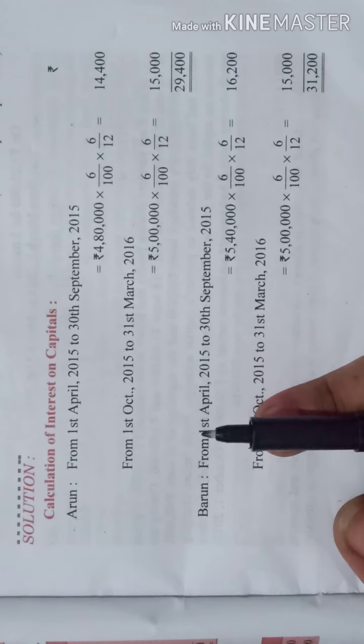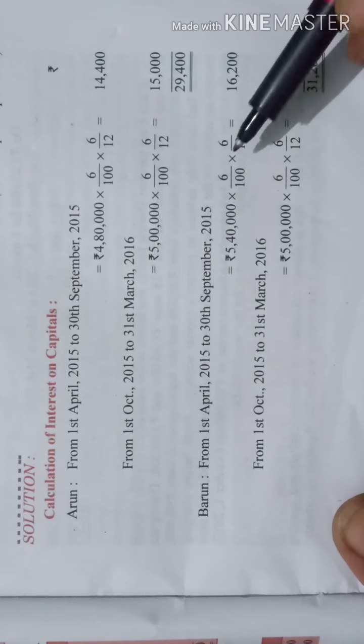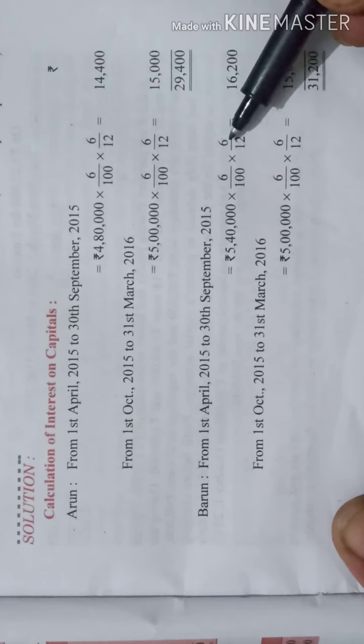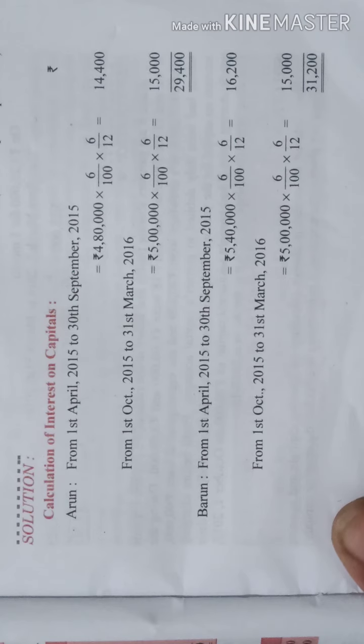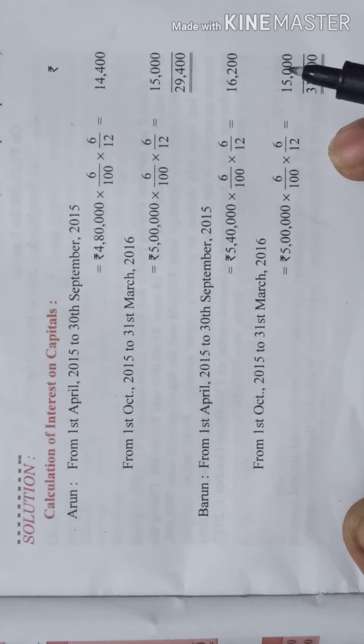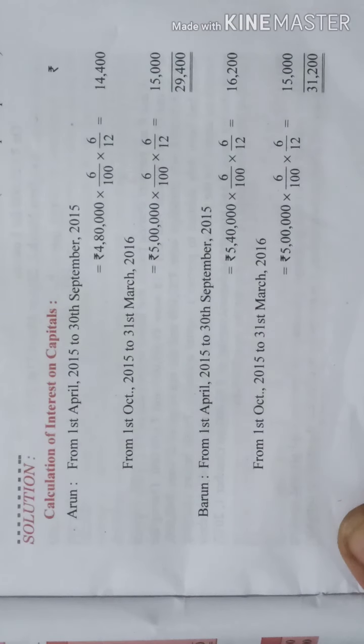Same way I will calculate from 1st April to 30th September. What was the capital? 5,40,000. Fine. Now 6 upon 100, that is 6%, for 6 months. Now do remember what we have decided. We decided that the capital will be 5 lakh each from both the partners, right? But his capital is more. The capital which we have to give is 5 lakh, and his capital is 5,40,000. That means what is 40,000? He will withdraw 40,000. He will take away 40,000.